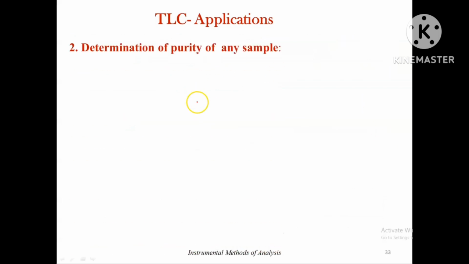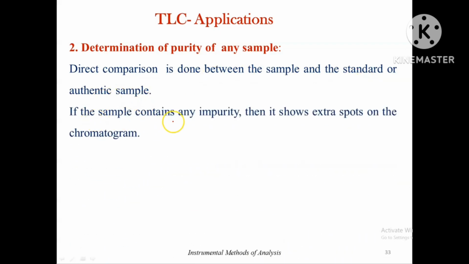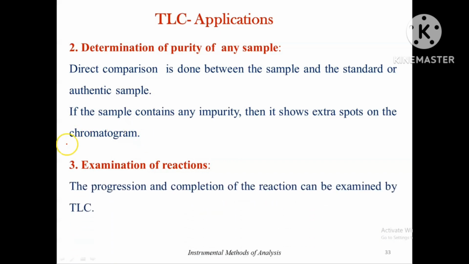The second application is determination of purity of any sample. Direct comparison is done between the sample and the standard or authentic sample. If the sample contains any impurity, it shows extra spots on the chromatogram. In this way, the presence of impurities can be determined by performing TLC. The third application is examination of reactions. The progression and completion of chemical reactions can be examined by TLC by withdrawing samples during the progression of the reaction.